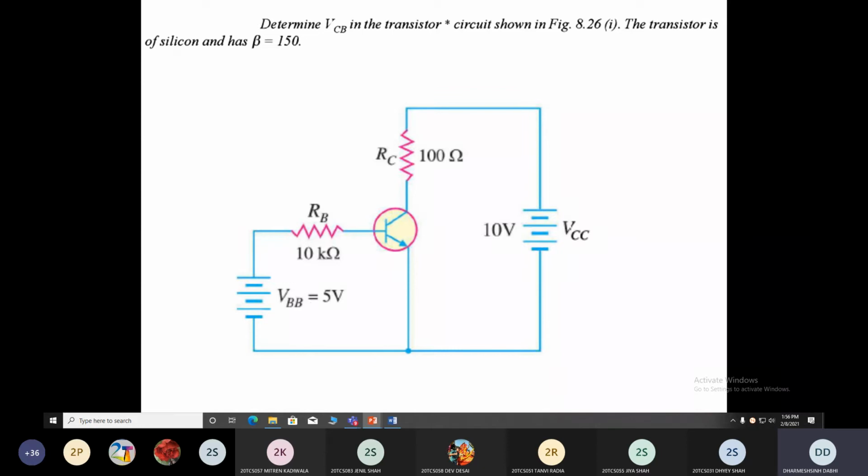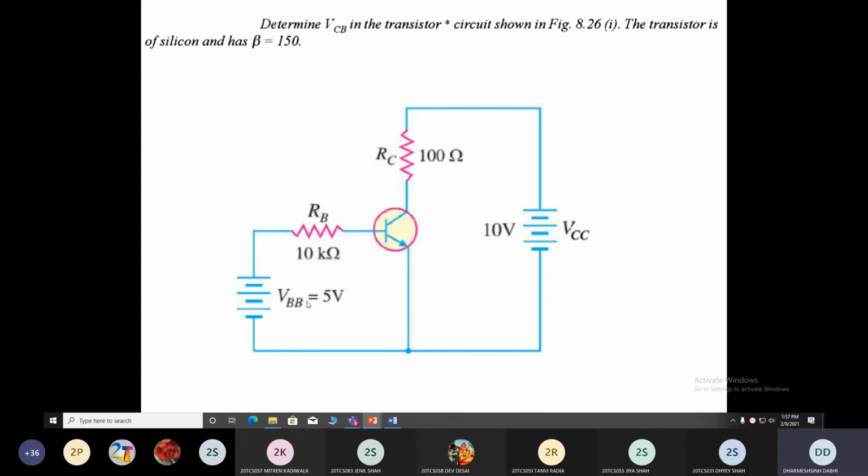Clear? Here we do reverse engineering. First identify which parameter you need to find, and then analyze how you can find that parameter. If you know the collector to emitter voltage, that is the summation of base to emitter plus collector to base voltage. For that you need the collector current, which you can find from beta and IB. The base current is unknown, so first we apply the KVL to this input circuit.